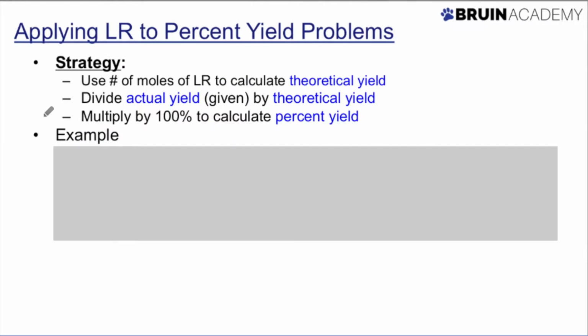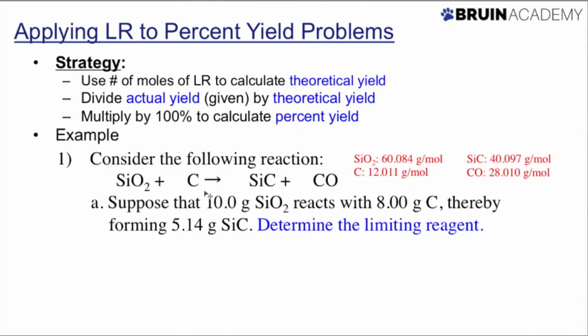Okay, so here are a few tips when you're solving percent yield problems. So the first is you always need to calculate the theoretical yield because that's not given to you. And you use the limiting reagent, again, to solve for that. Then once you know the actual yield, which is going to be given to you, you divide actual yield by theoretical yield and then multiply by 100 to calculate percent yield. So let's do those steps for a practice problem.